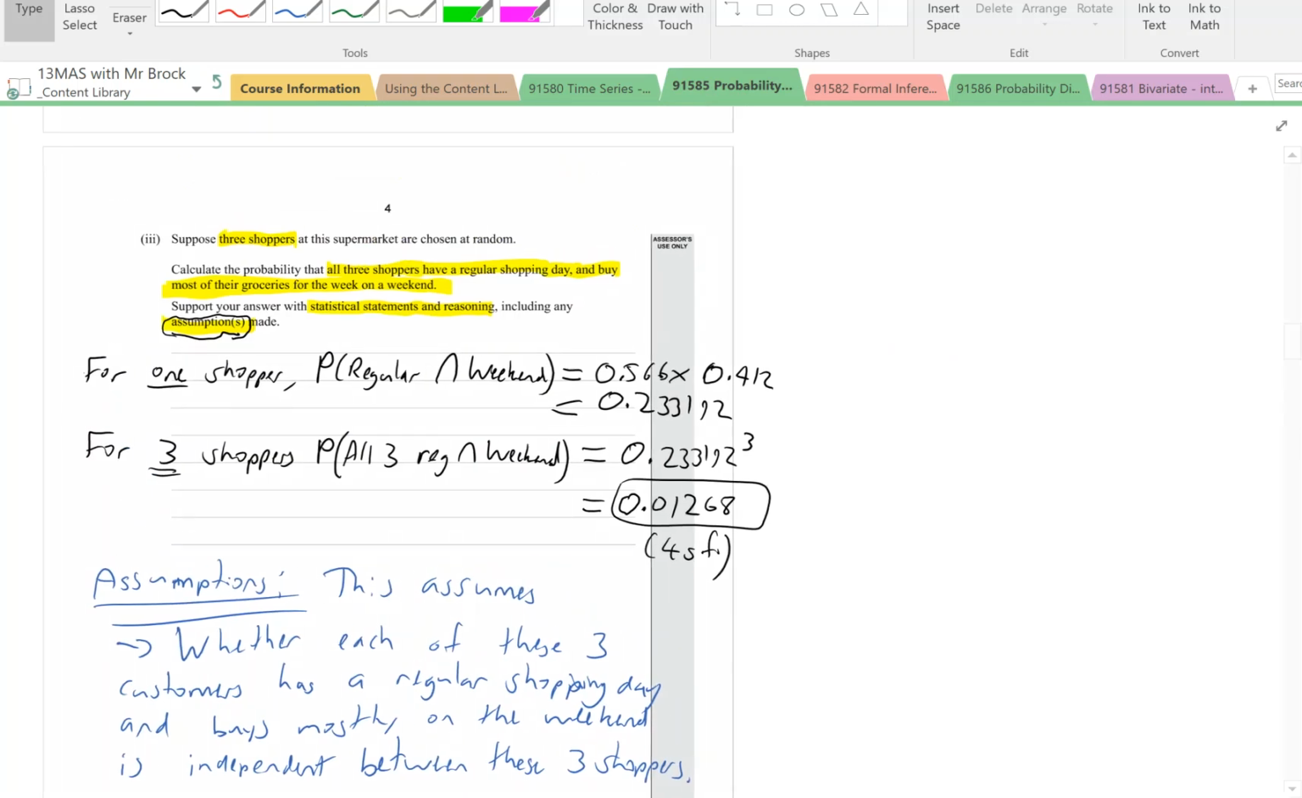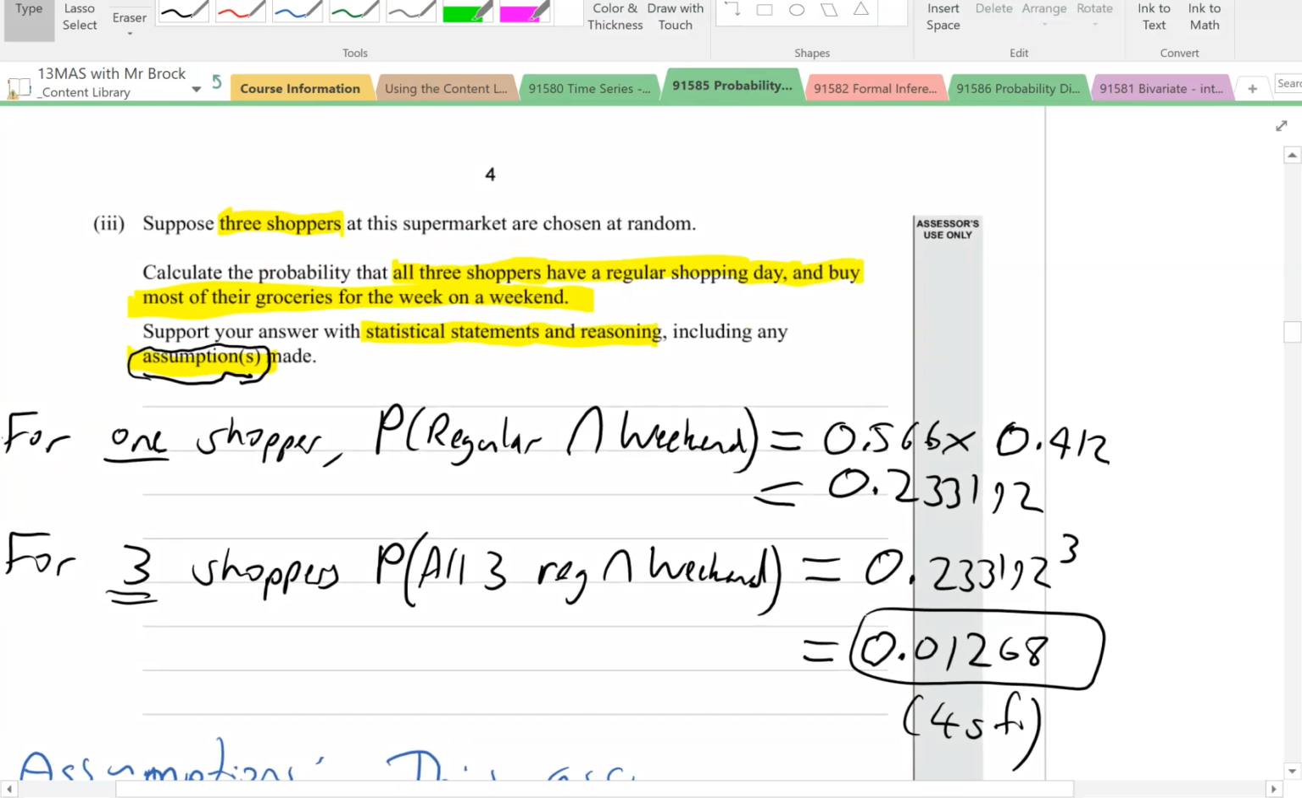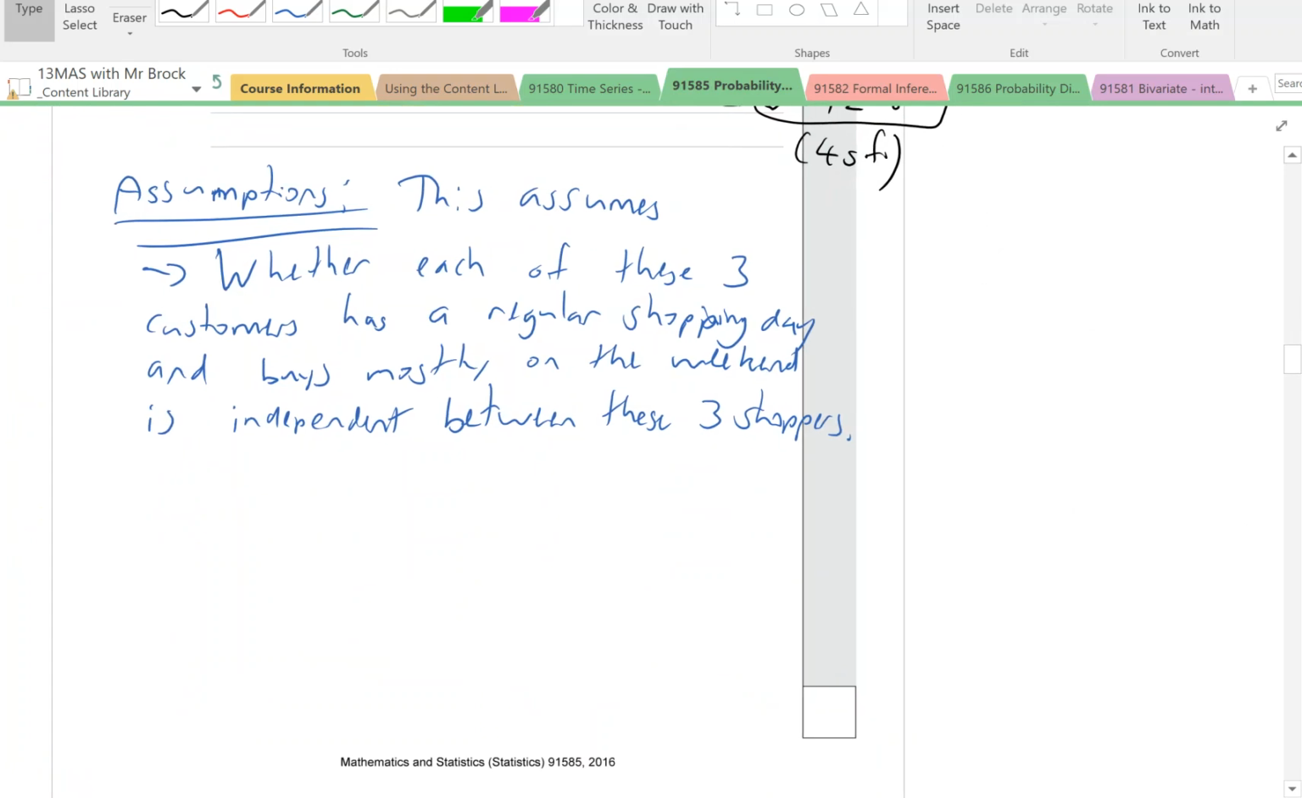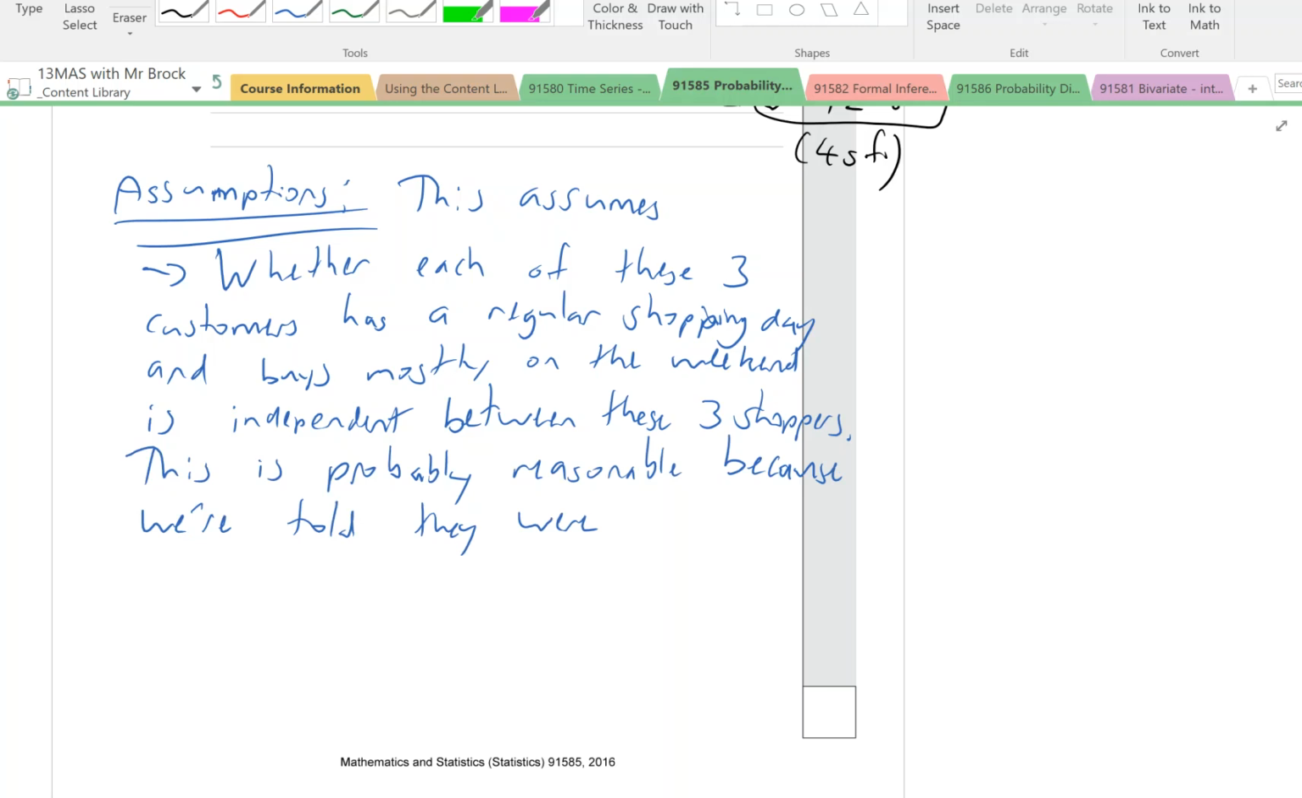Why? Well, it's reasonable, I think, because we're told that the three shoppers are chosen at random. And as long as we're dealing with a large sample of shoppers, that's probably okay. So we're not just taking the three shoppers in a row. Three shoppers that shop at the same time of day may not be independent, because the same sorts of age groups, gender may shop at similar times of day, for example. So this is probably reasonable because we're told they were chosen at random.